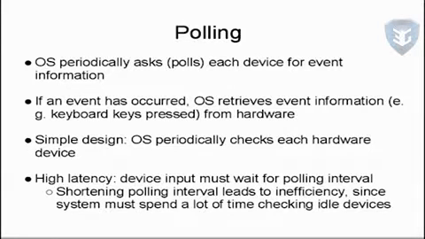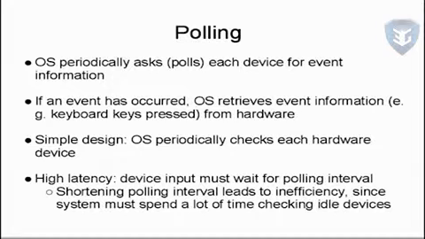The polling model of input involves the OS periodically polling each device for information. So every so often, the CPU is going to send a message to each hardware device in the system and say, hey, do you have any data for me? And most of the time, the device is going to send back, no, I don't really have any data for you. Other times, the device is going to send back some data. It's a really simple design, extremely simple to implement, but there are a number of problems with polling.